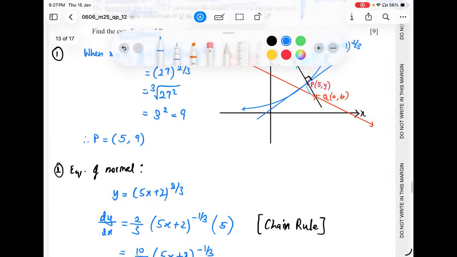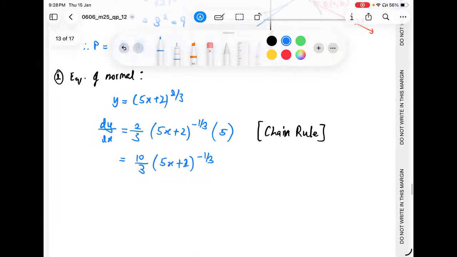So now at that point P, when x is equal to 5, what is the gradient? Basically, you substitute x equals 5 into the gradient. You find the gradient. So this is basically you finding the gradient of that tangent.